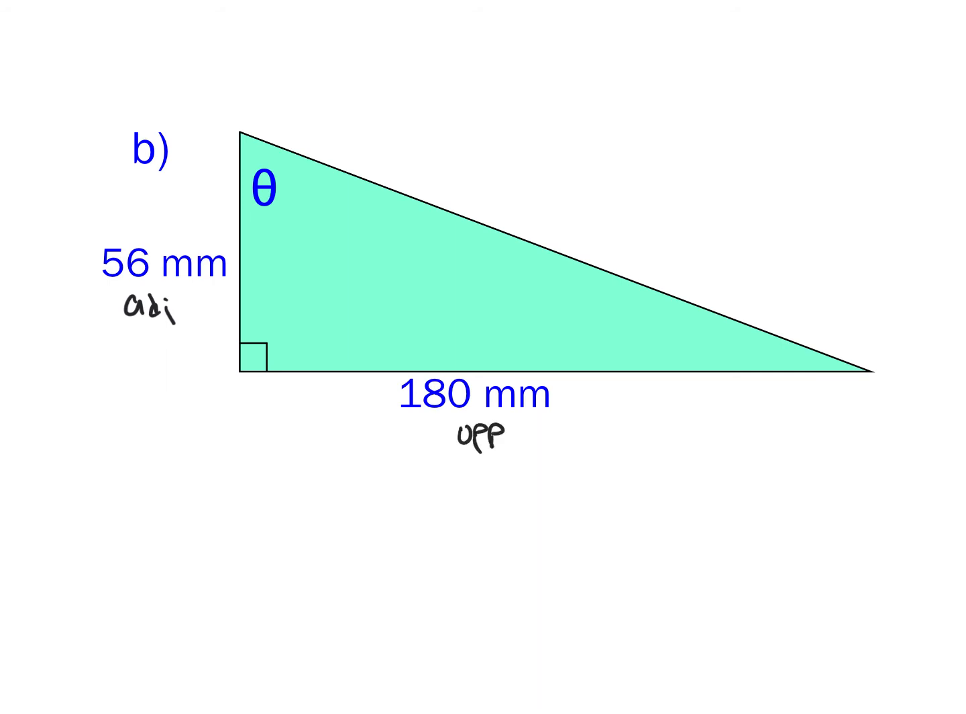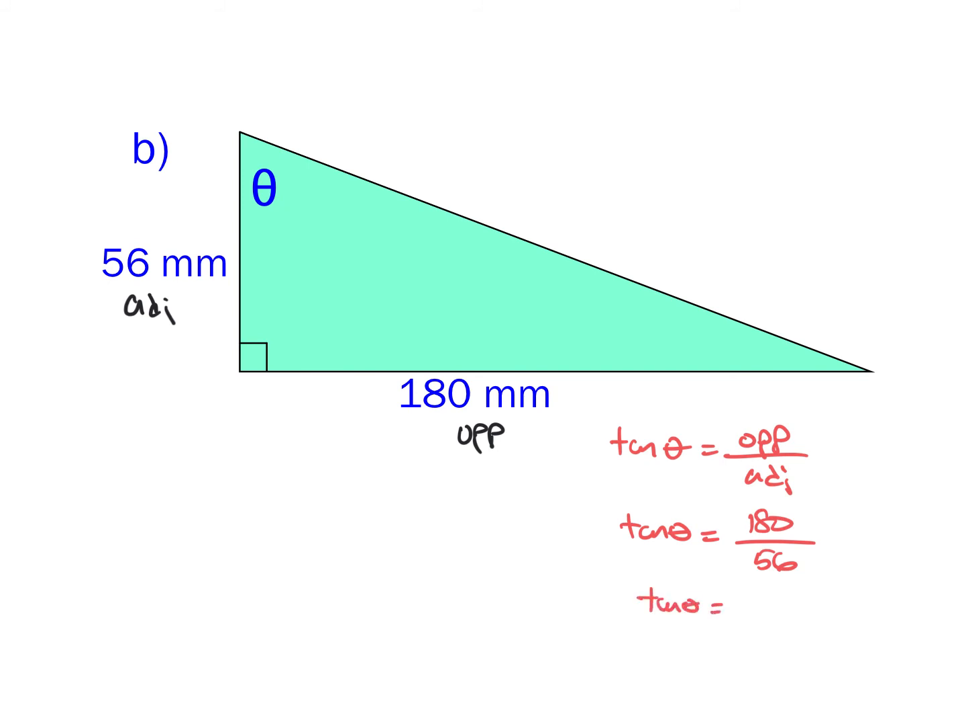So this question gives us the opposite and the adjacent. So that means we have, well, SOH, no, CAH, no, TOA, yes. So it's going to be the tangent of angle theta is equal to the opposite over the adjacent. So tangent of theta is 180, that's the opposite, over the adjacent, that's 56.